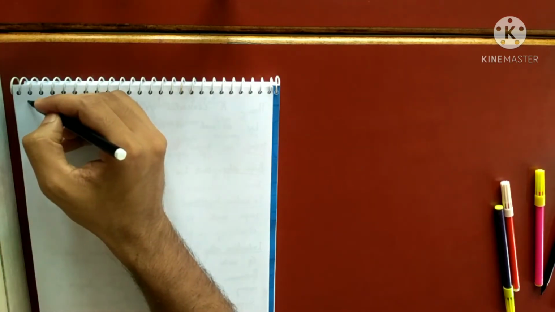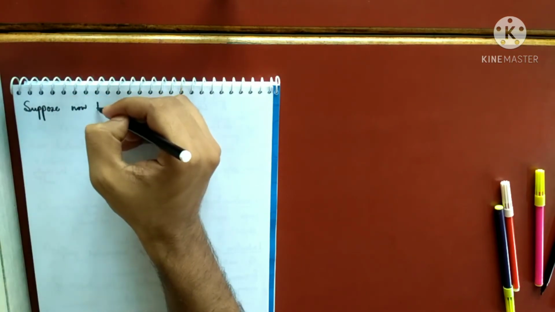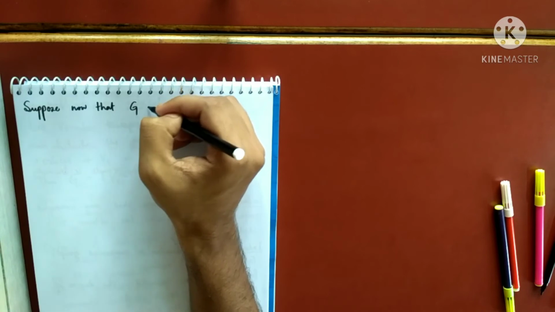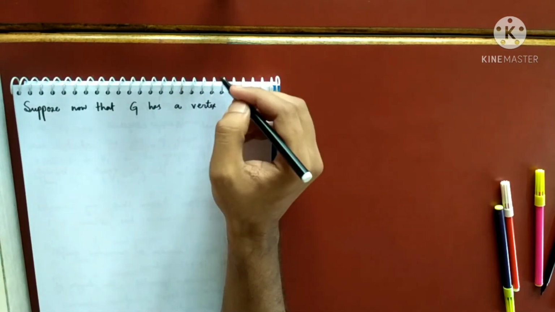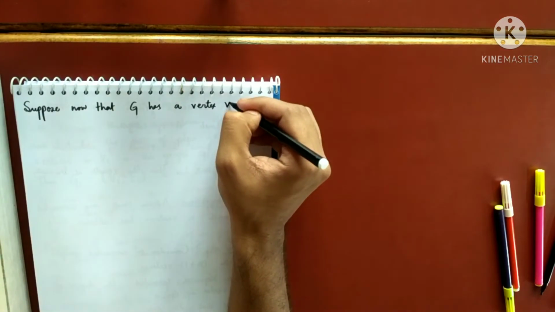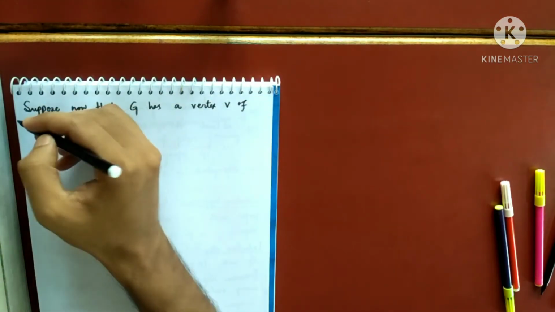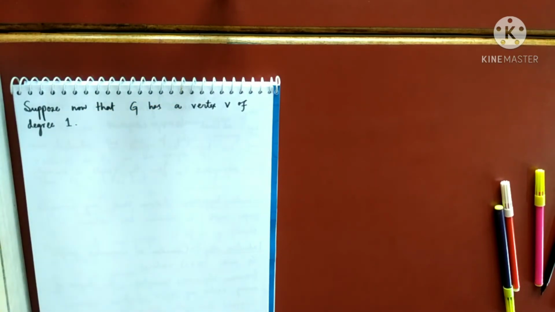Next, suppose now that G has a vertex, that means at least one vertex. Suppose I am naming that vertex V of degree 1. So we are now doing the proof for this case, degree 1. So let us suppose that G has a vertex V whose degree is 1.